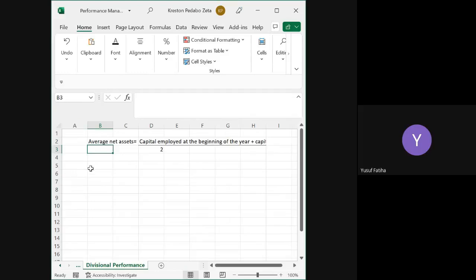So let's get into solving. We have our ROI formula. Our ROI is profit divided by capital employed, right? So let's try to get it now.